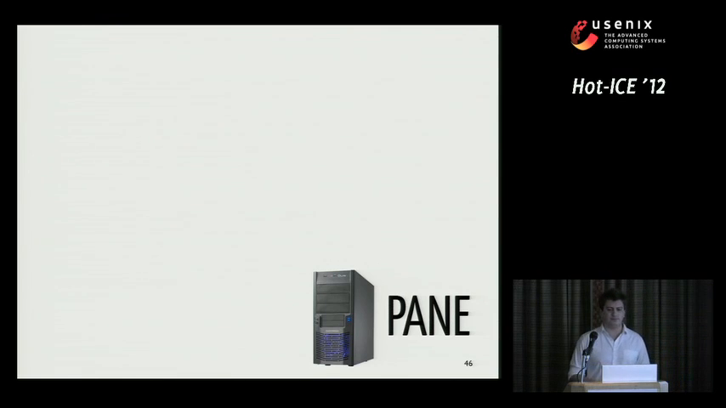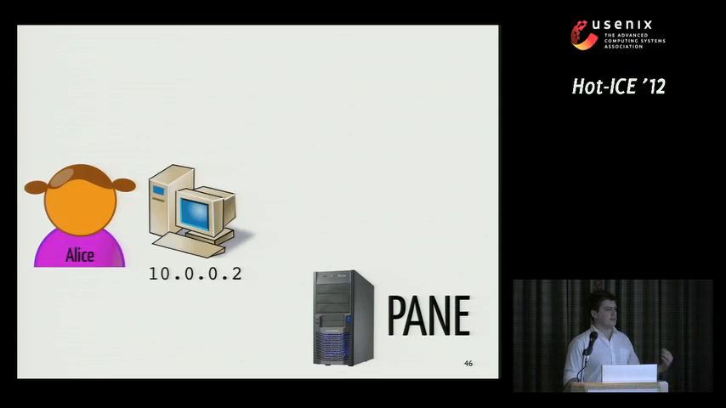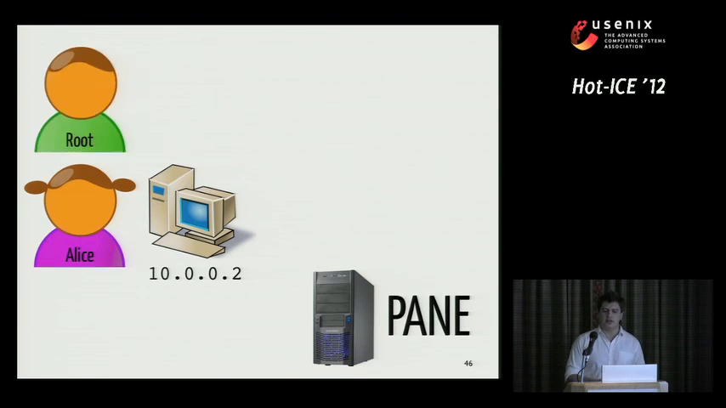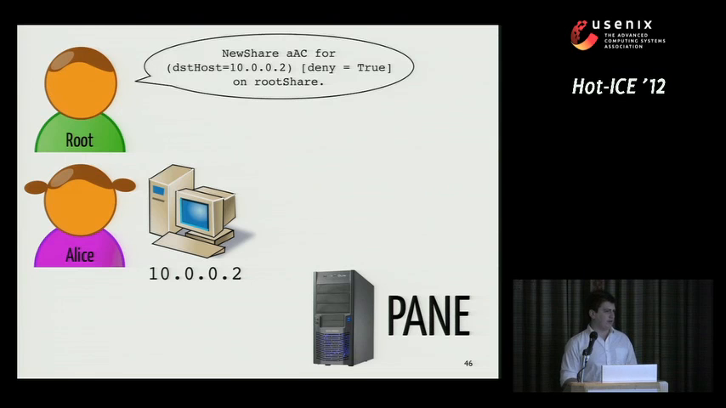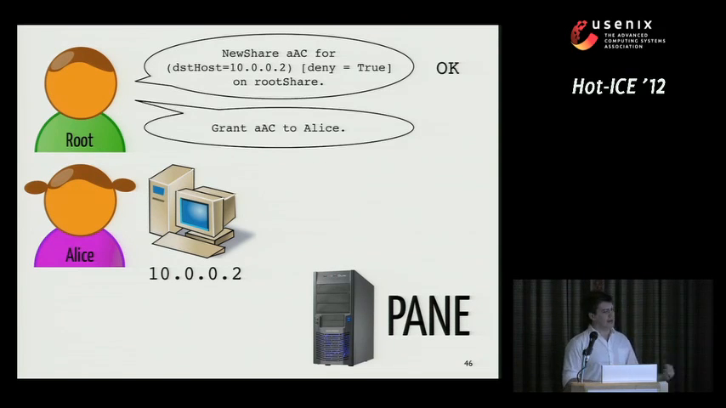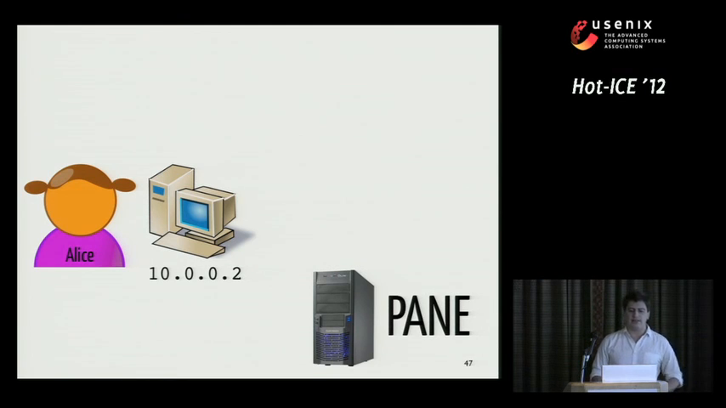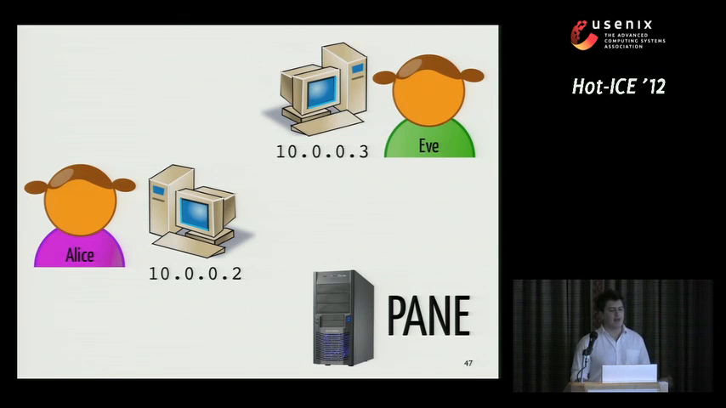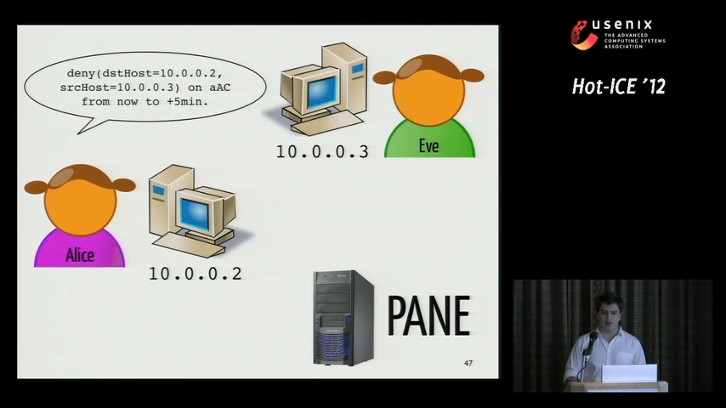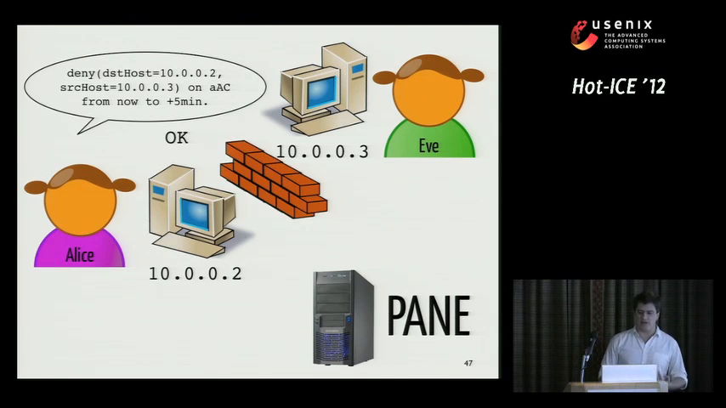Let's now consider a second example. If Alice wants to block some traffic to her computer, she can ask the root user to create a subshare for her with the deny privilege. After creating this share, the root user grants use of the share to Alice, as we saw before. Then, if Alice's computer is being attacked by Eve, she can send a deny request to the PANE controller to have Alice's traffic blocked for the next 5 minutes. Because Alice was previously granted this authority, the PANE controller accepts her request and uses OpenFlow to configure the switches and block traffic from Eve's computer destined to Alice.